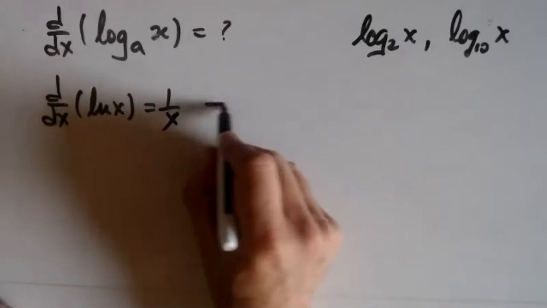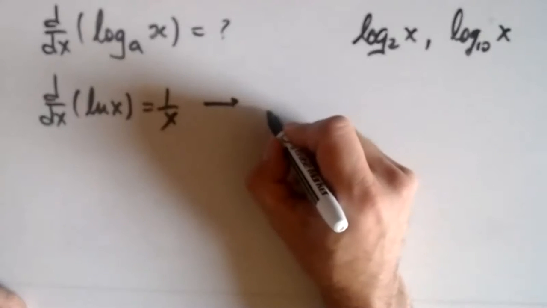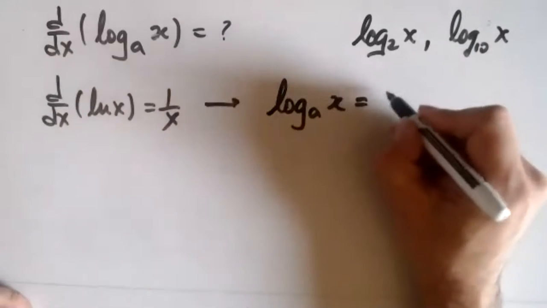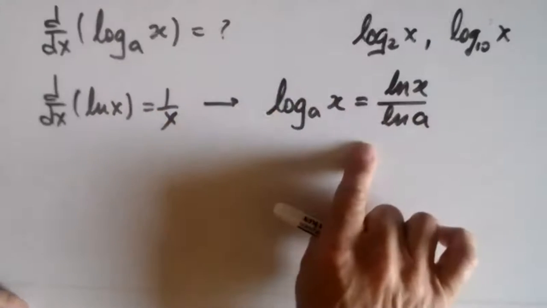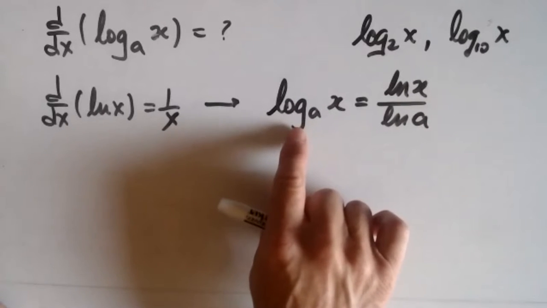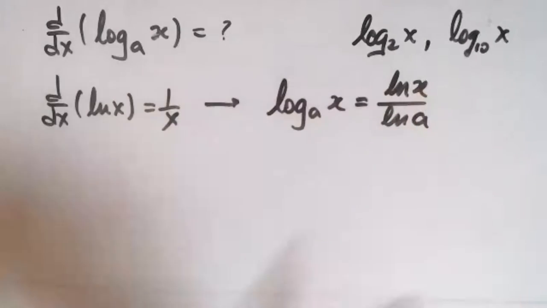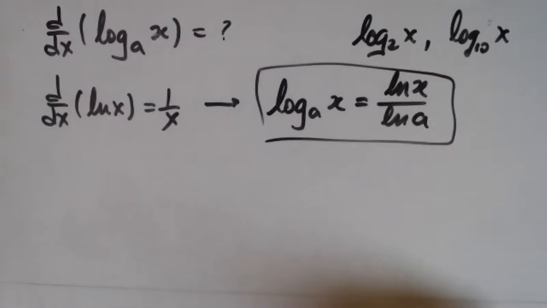So what I'm going to do is make the change of base. I'm going to use this property: log in base a of x is ln x over ln a. This is the formula for the change of base. If you have a log in base 10, you can change to the natural log in this way: ln of x over ln of 10. This is a formula that comes from algebra.